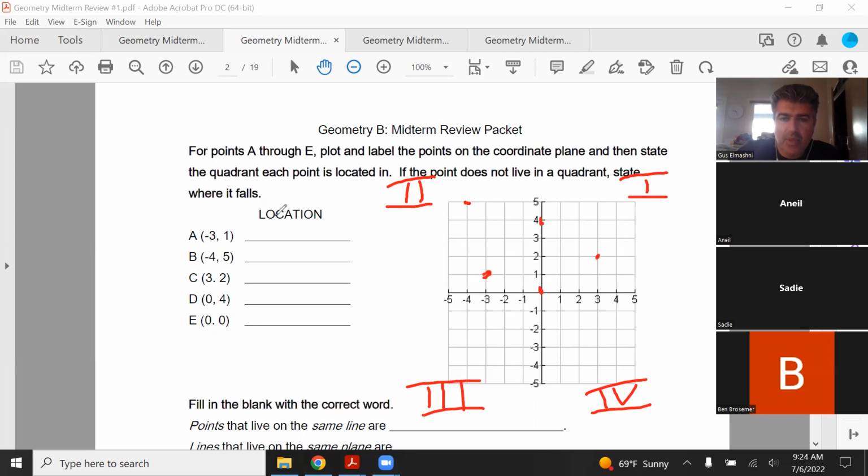So -3, 1 we say is quadrant 2, as well as -4, 5. 3, 2 is obviously in quadrant 1. 0, 4 is actually on the y-axis, so it's not really in a quadrant. We'll say it's on the positive y-axis because of positive y values. And then 0, 0 is at the origin, which is right in the middle. So yeah, not that hard.